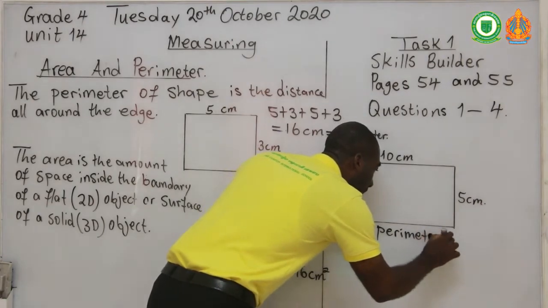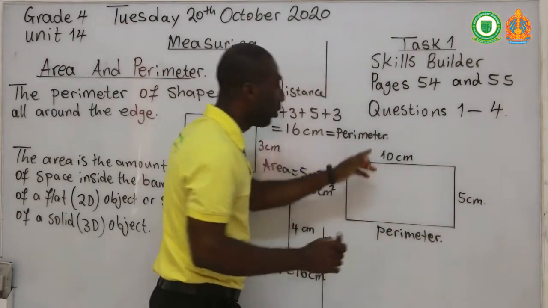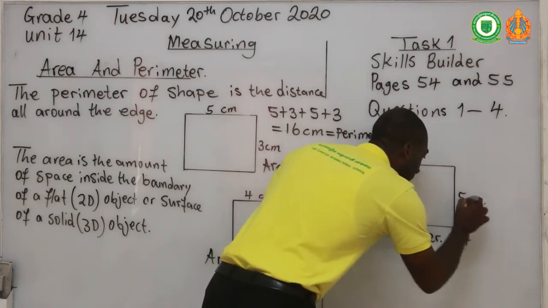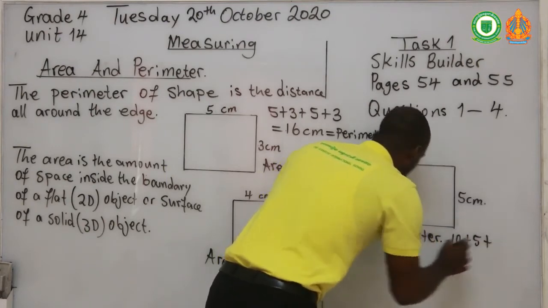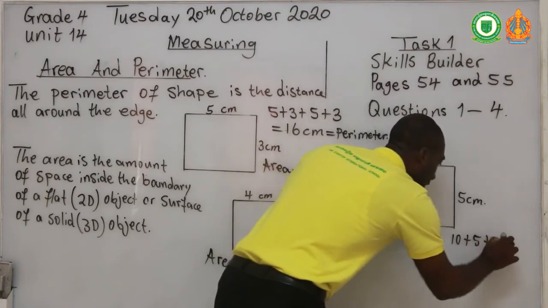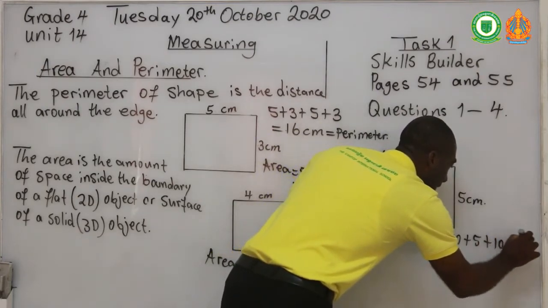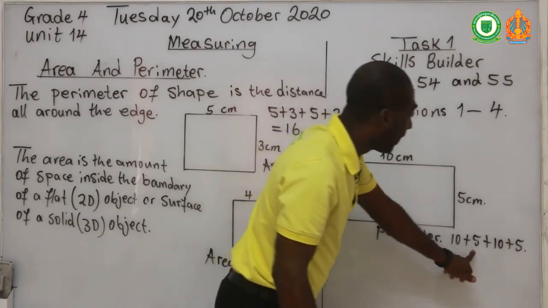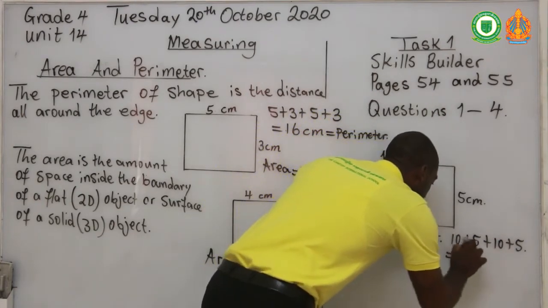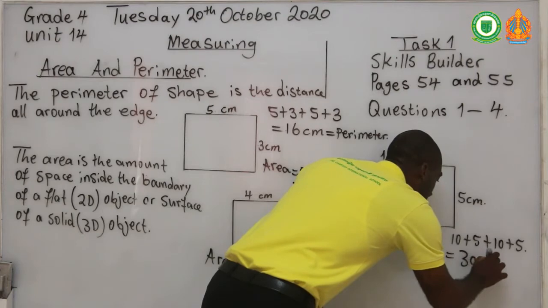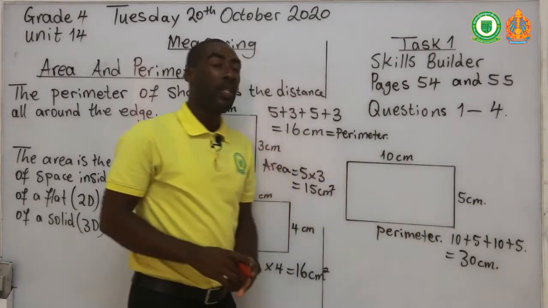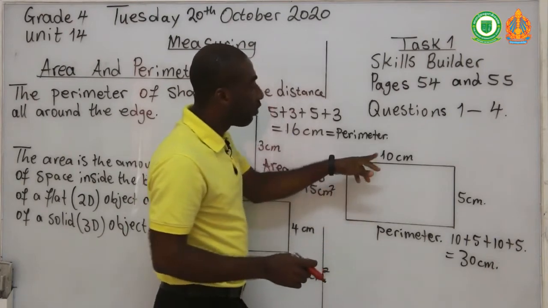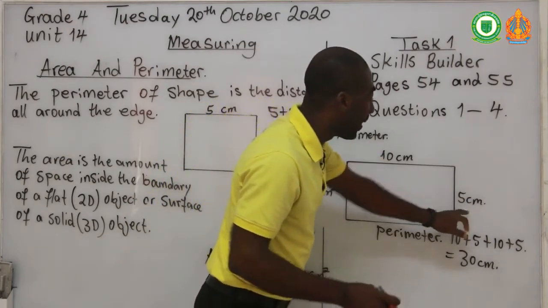Okay, so we look for perimeter. So we need to add our 10 plus 5 plus 10 plus 5. So these two give us 15 and this will give us 15. So we have 30 cm. Okay. If you are looking for the area, we need to multiply that side by that side.